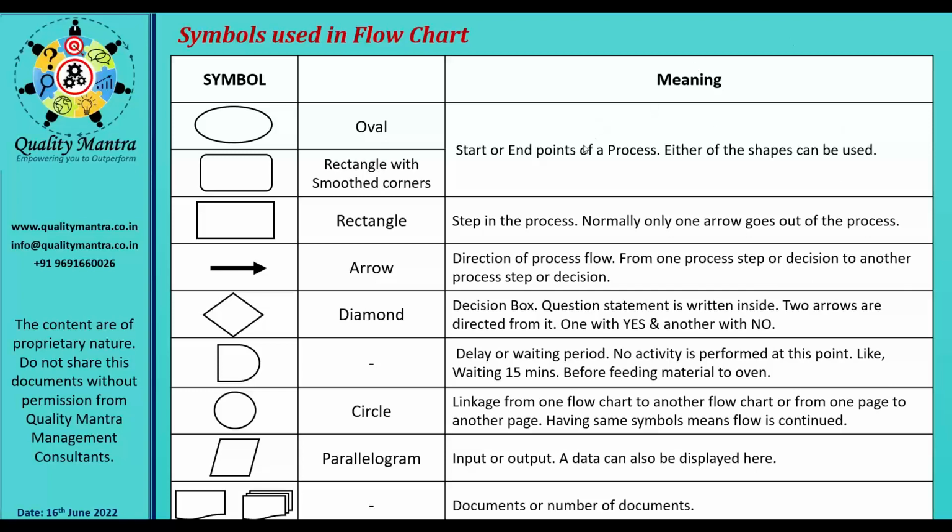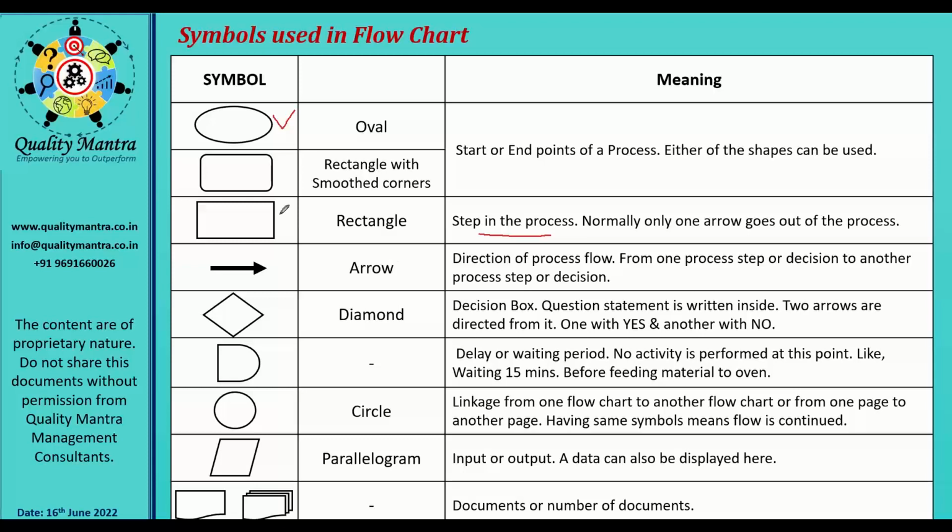So to start or end a process, basically when we talk about a manufacturing process, there will be a start somewhere and then there will be an end somewhere. The start and end points will be shown using either the oval or the rectangle with a smooth corner. To avoid confusion, normally people go for the oval shape, because the smooth-cornered rectangle can be confused with the rectangle, which basically represents the steps in the process.